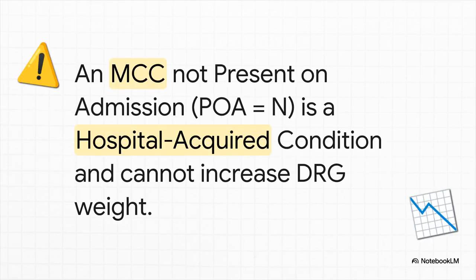But listen, there's a pretty big catch here. You can't just slap a severe condition on a chart and automatically rake in higher reimbursement. It all hinges on present on admission, or POA indicators. If a secondary diagnosis, yes, even a massive MCC like a deep vein thrombosis, is coded with a POA indicator of N for not present on admission, it's flagged as a hospital-acquired condition. As a penalty, Medicare often blocks that condition from increasing the DRG weight at all. Basically, you have to prove the patient already had it when they walked through the door.